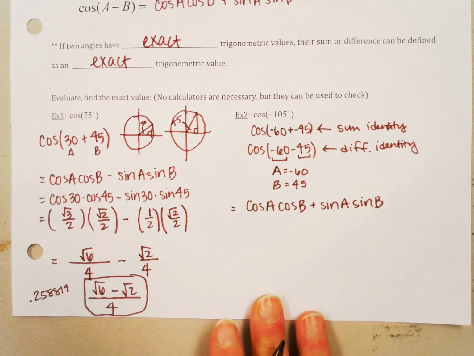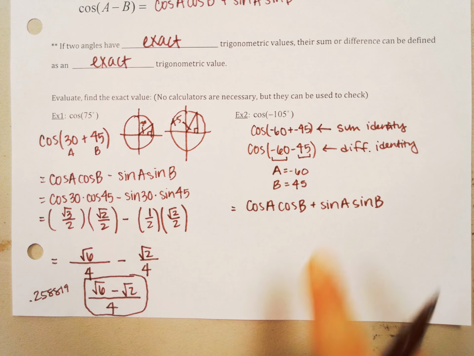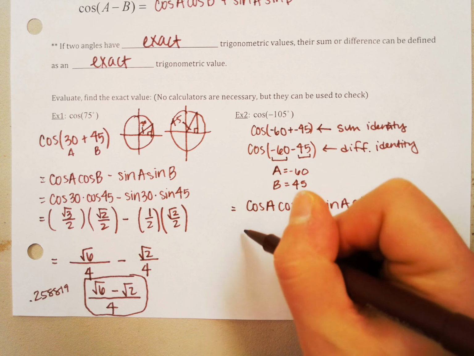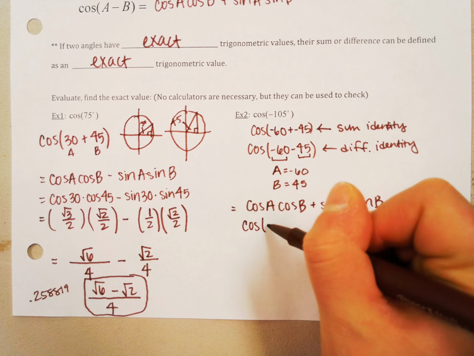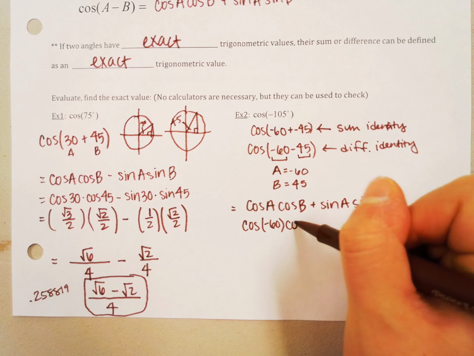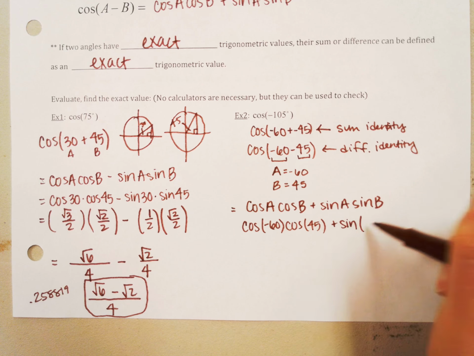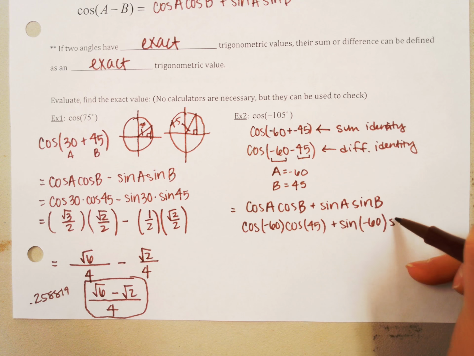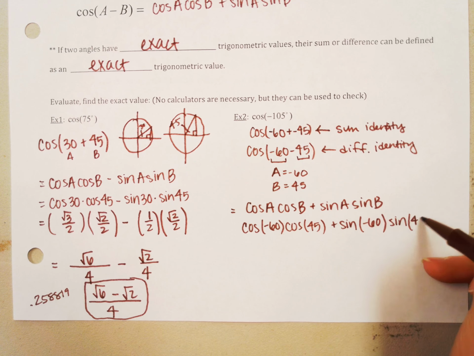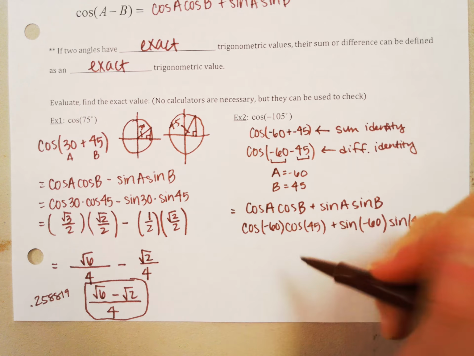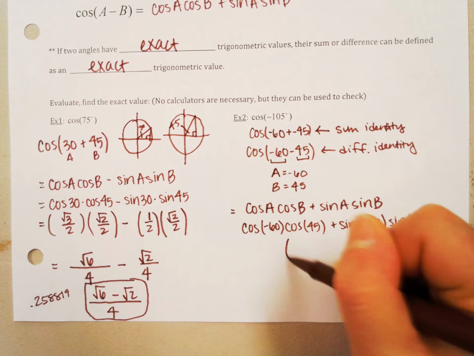So we're starting here, which is pretty much the same thing, except we have a plus here instead of a minus. And we're looking at the cosine of negative 60, the cosine of 45, plus the sine of negative 60 and the sine of 45. So right away, I'm going to do these ones first because those ones are nice and easy.